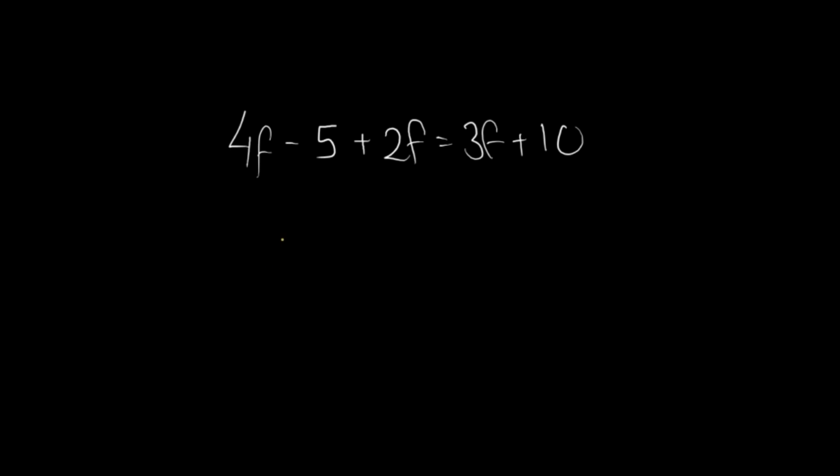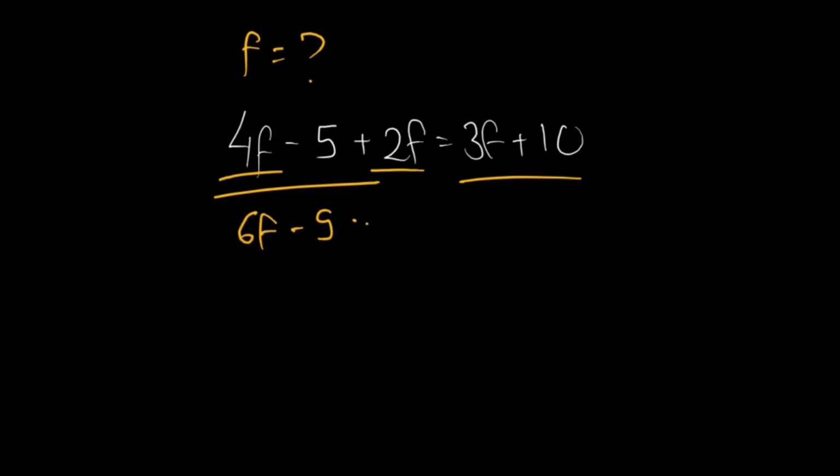So first one, 4f minus 5 plus 2f equals 3f plus 10. In this question, we're trying to find the value of f. So 4f minus 5 plus 2f. First of all, we're going to collect the like terms, since there are two like terms on this side of the equation, so we're going to collect them first. So 4f plus 2f is 6f minus 5 equals 3f plus 10.